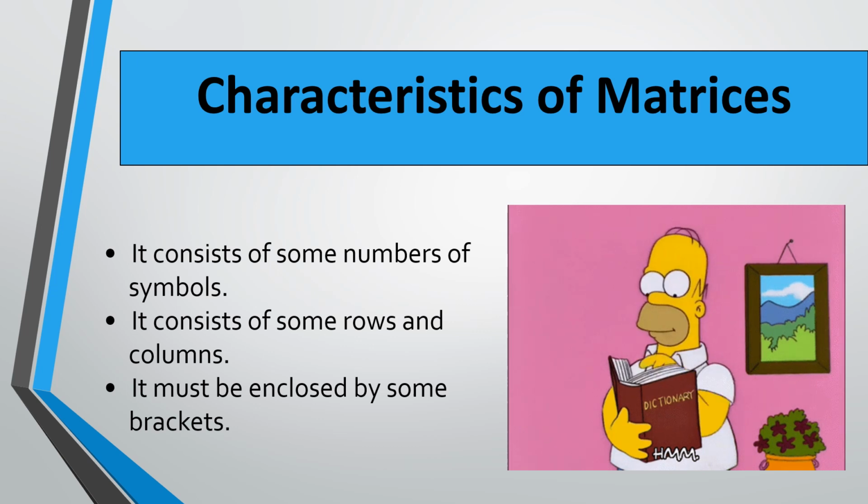Order of a matrix. m × n refers to the subscript of the matrix, in which m indicates the number of rows and n the number of columns contained in the matrix.